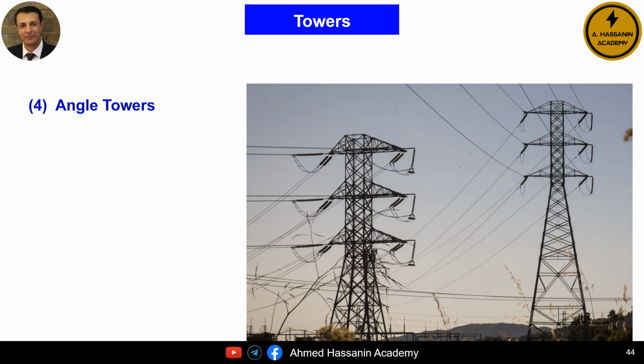Typical uses: you'll find angle towers at points where the line turns, say at angles of 30, 60, or even 90 degrees. They're also common in rugged or hilly areas where the alignment of the transmission line needs to shift frequently. And finally, in urban or crowded environments, angle towers help guide the line safely around buildings and other obstacles.